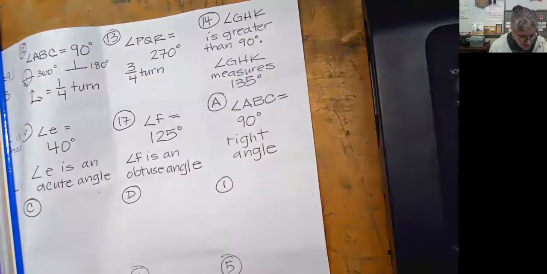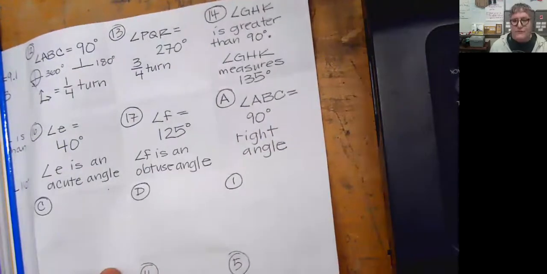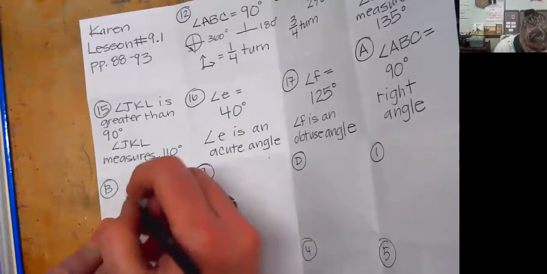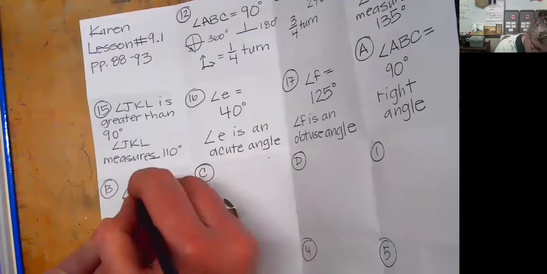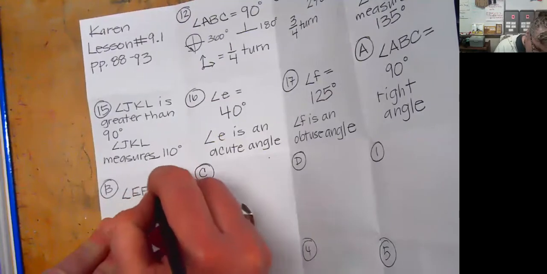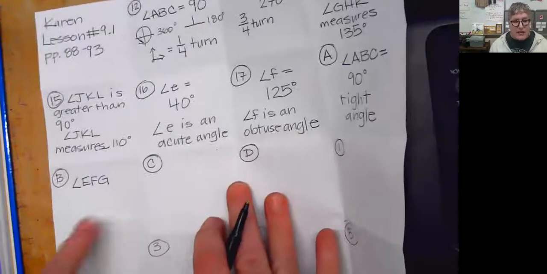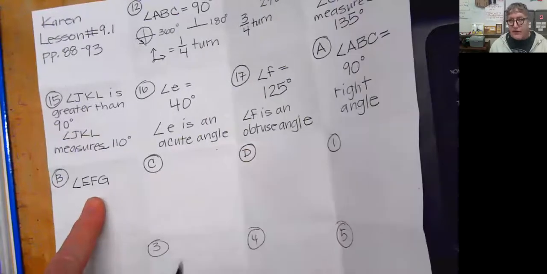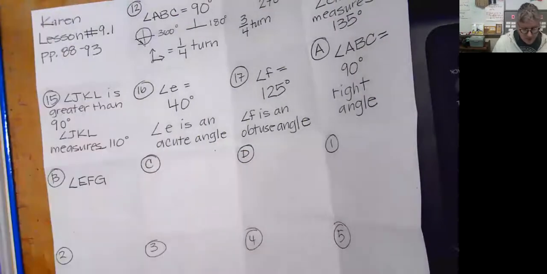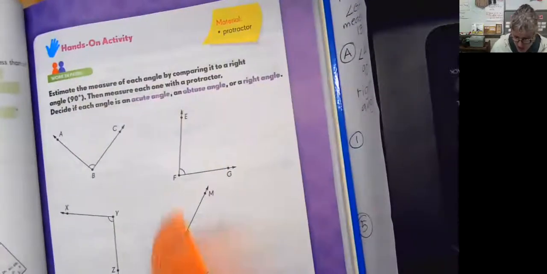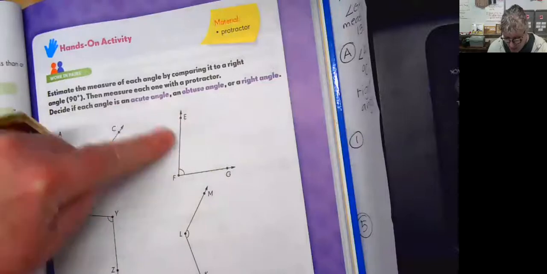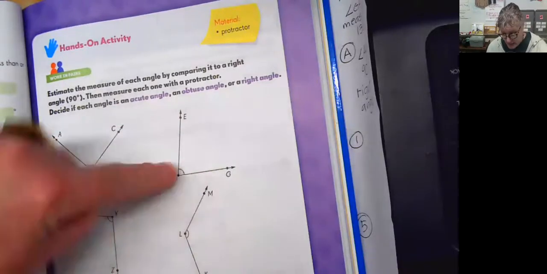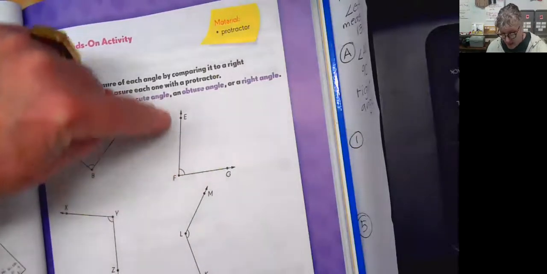All right. Should we try the second one? The second one is letter B, and we're calling that EFG, angle EFG. Remember, F is the vertex, so F has to be the middle letter. So if I'm looking at angle EFG, I know that it's less than 90 because 90 degrees would be, the angle would be up here.